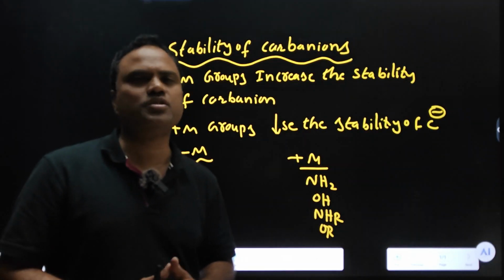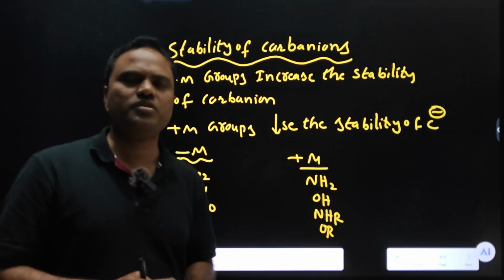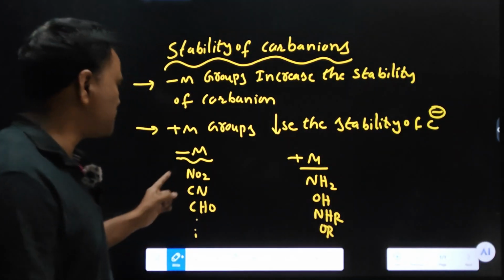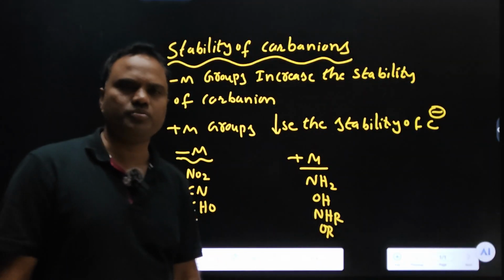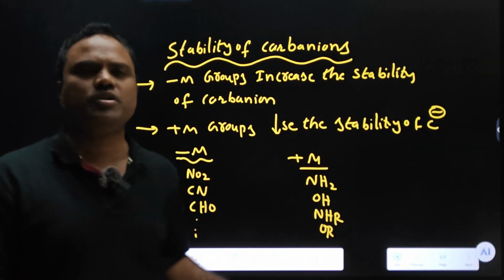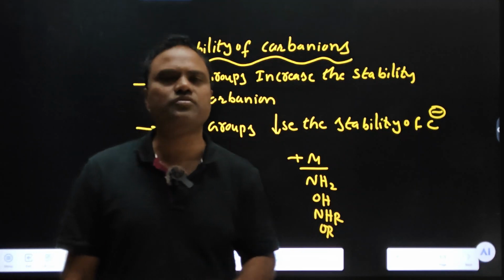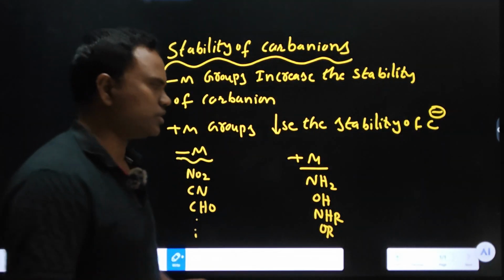Carbanions are electron rich species. Minus M groups increase the stability of carbanions and plus M groups decrease the stability of carbanions. I have given some minus M groups and some plus M groups. Let us start with the stability of benzyl carbanions, because benzyl carbanion stability is very important.